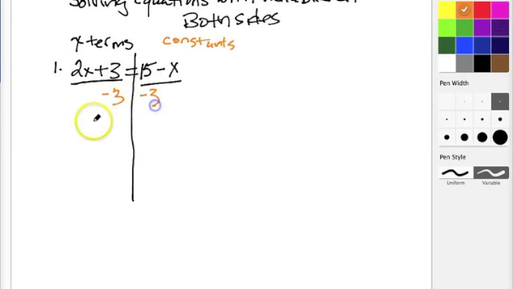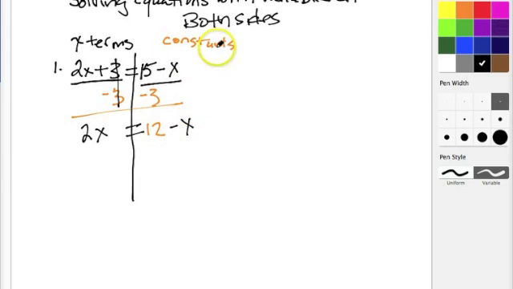What I do to one side, of course, I do to the other. When I'm done, the constant here is gone. So I'm left with 2x on this side is equal to, this minus x is still here, but now I've got 15 minus 3, which gives me a constant value of, what's that going to be? 12. Good.